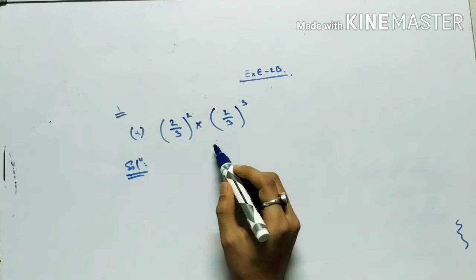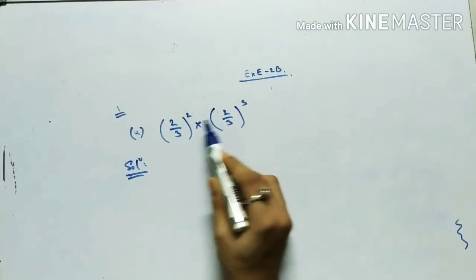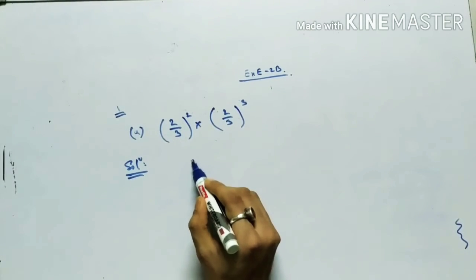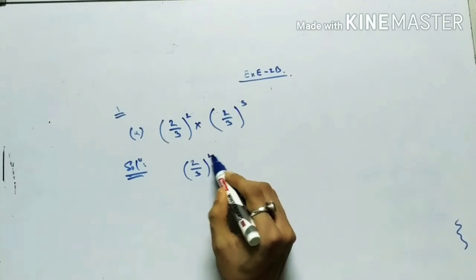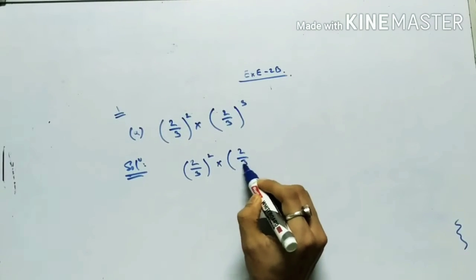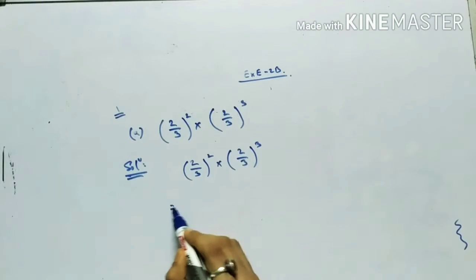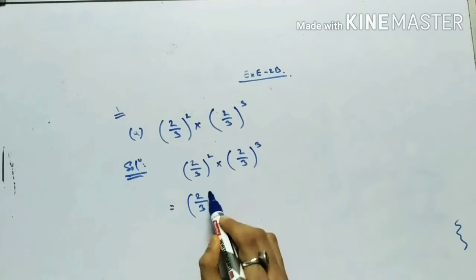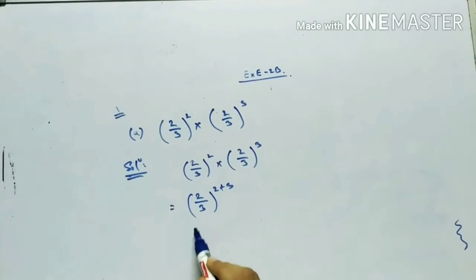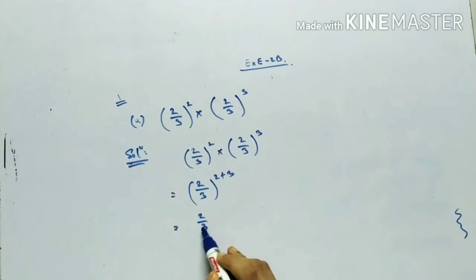So in here you see, same base, power I will add it. So 2 by 3 to the whole power 2 into 2 by 3 to the whole power 3 becomes 2 by 3 to the whole power 2 plus 3, which is 2 by 3 to the whole power 5.